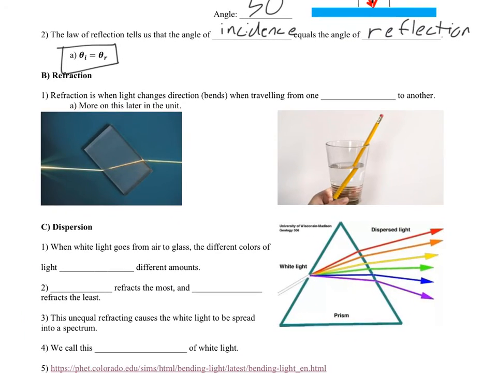We get into refraction a lot more in a couple classes. So all you have to know in this class is that refraction is when light changes direction when traveling from one medium to another. I think the image of the glass on the left does a really good job of showing that light does not take a straight line path through a piece of glass. And this image of the water and the glass is a pretty classic picture of refraction.